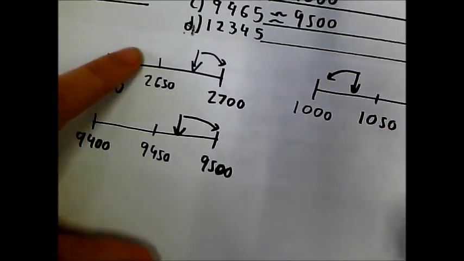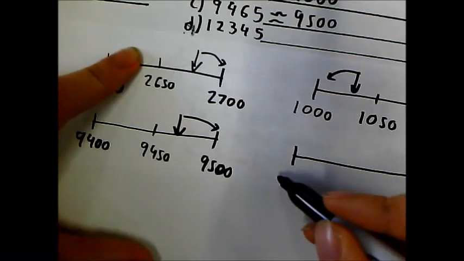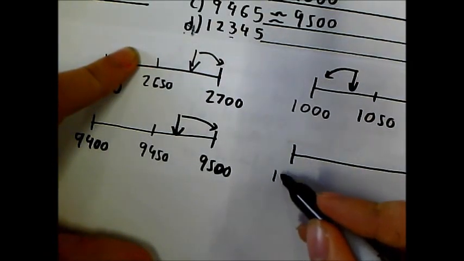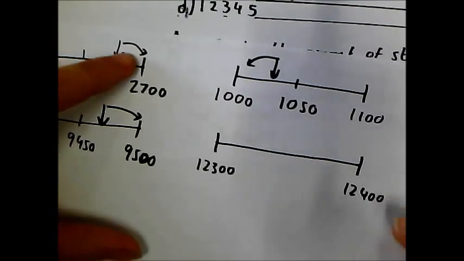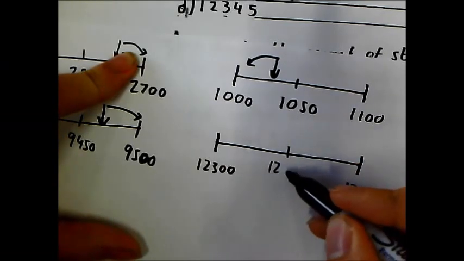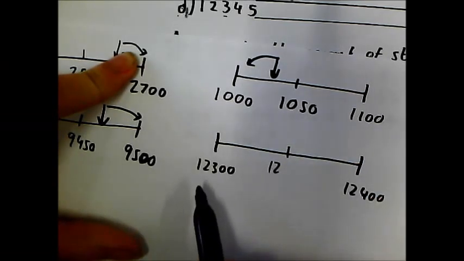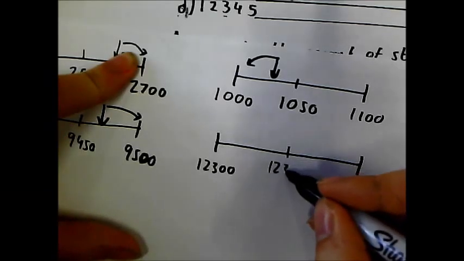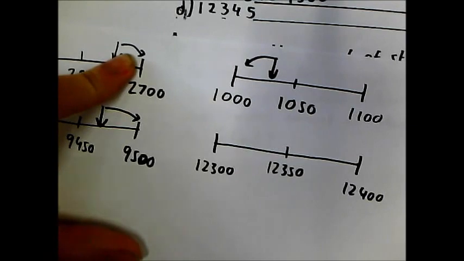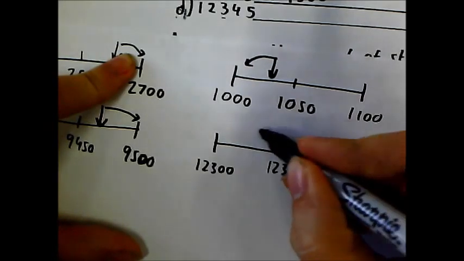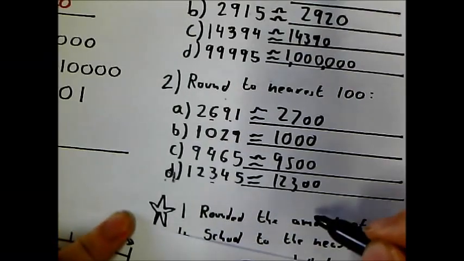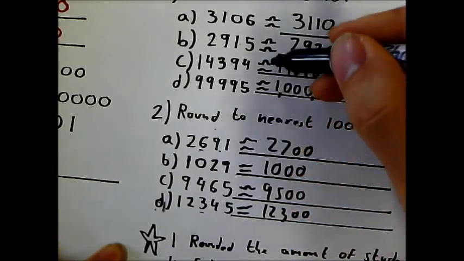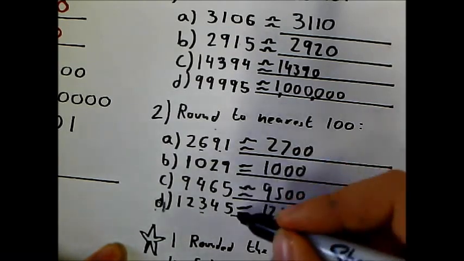Okay, final question for question 2. Look at the hundreds column. That's a 3. So I've either got 3 hundreds or I've got 4 hundreds. Halfway between these two numbers is 12,350. I have 12,345. That's just less than halfway. That's here on the number line, so it rounds down to 12,300. And you may have noticed throughout this video I've been using this squiggly equal sign. That means approximately equal to.